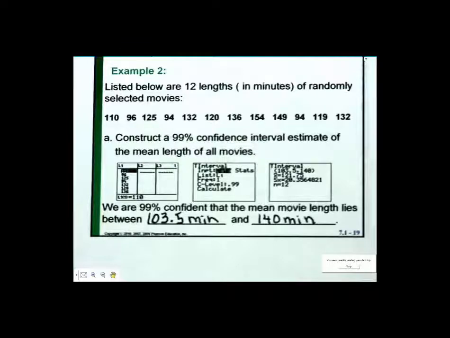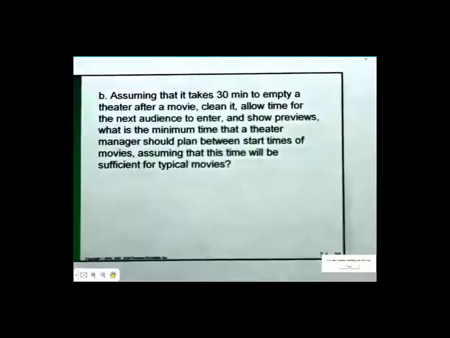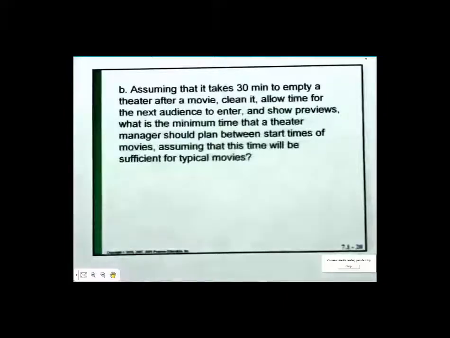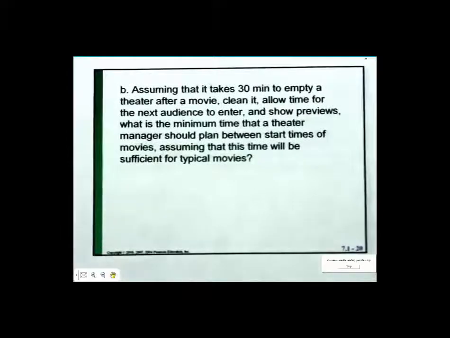Assuming it takes 30 minutes to empty a theater after a movie, clean it, allow time for the next audience to enter, and show previews, what is the minimum time that a theater manager should plan between start times of movies, assuming that this time will be sufficient for typical movies? How much time should be allowed between movies?